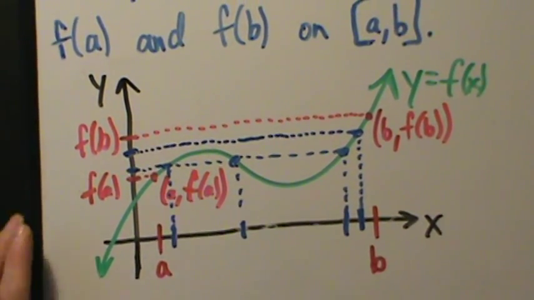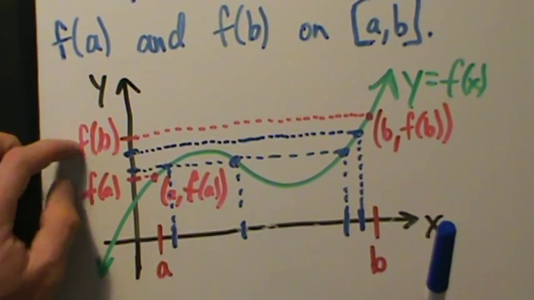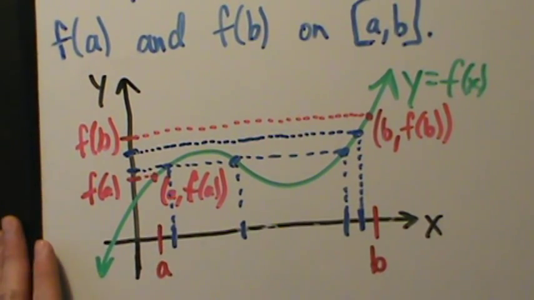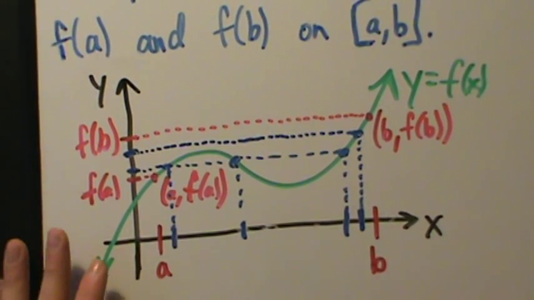So again, just can't say this enough, it's very important. If you move continuously from one value to another, then you're going to hit every value in between. So notice the way we drew this, f of a is smaller than f of b, but absolutely nothing that we said used that fact.